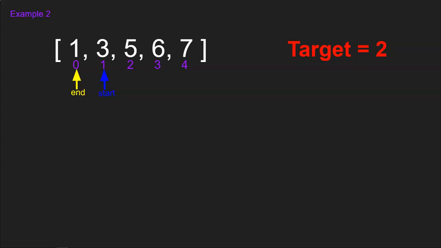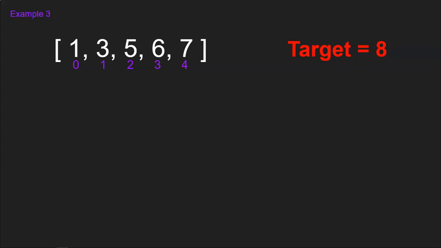So we can clearly say that if our target element is not found, then we can return the start pointer's index. In this case, 1. Let's take a look at example 3, where we have an array with values 1, 3, 5, 6 and 7. The target is 8.